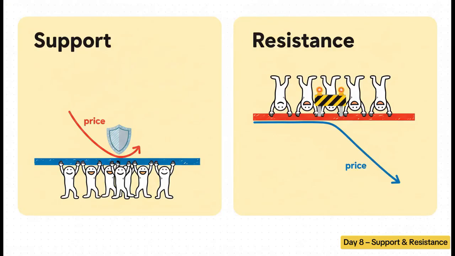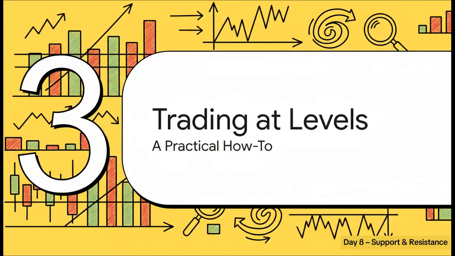Okay, and the best part about this? It's actually super simple. Think of support as a price floor. It's an area where buyers just pile in and say, nope, the price isn't going any lower. Then you've got resistance, which is like a price ceiling. That's where sellers jump in and push the price back down. So you've got a floor and a ceiling. Simple, right? These are the battlegrounds you got to find on your chart. Okay, so we know what they are, but the real question is, how do we actually use them?